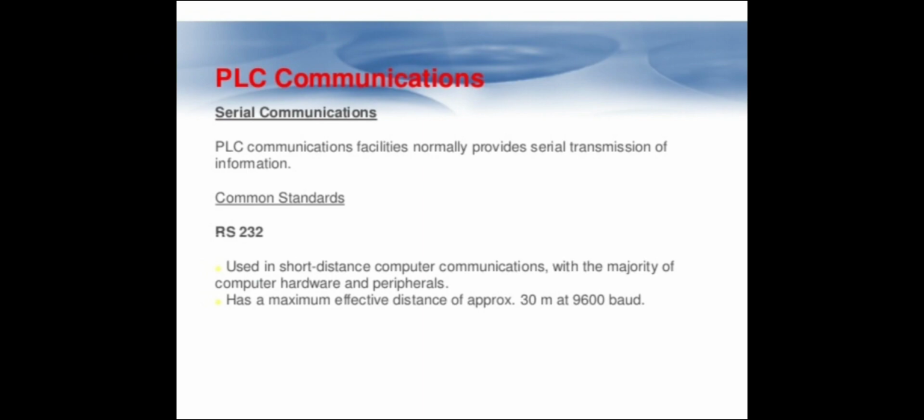PLC communication normally provides serial transmission of information. So the common standards are, first, RS-232, used in short distance computer communication with the majority of computer hardware and peripherals. It has a maximum effective distance of approximately 30 meters at 9600 baud.